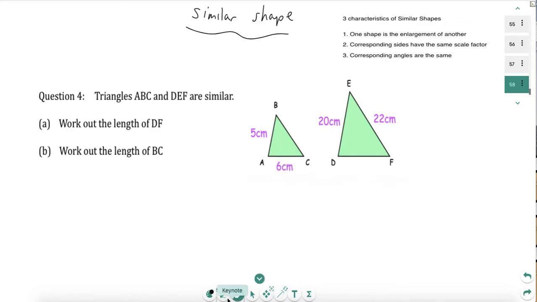Alright guys, new topic today called similar shapes. I think similar shapes is best learned through jumping straight into a question, and I'll explain what similar shapes are as we go along. So let's have a look.